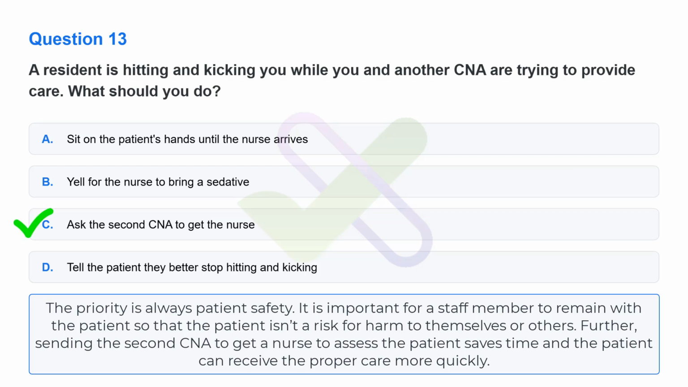Correct answer, C. Ask the second CNA to get the nurse. The priority is always patient safety. It is important for a staff member to remain with the patient so that the patient isn't a risk for harm to themselves or others. Further, sending the second CNA to get a nurse to assess the patient saves time, and the patient can receive the proper care more quickly.